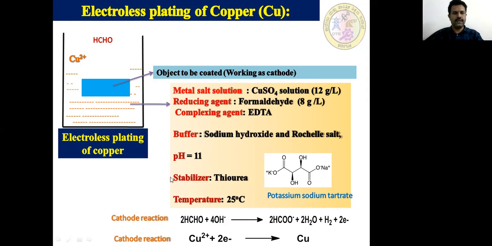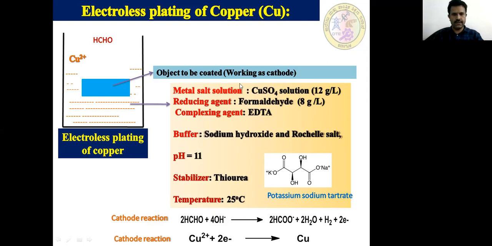And another additive is a stabilizer. It will help to prevent some decomposition of the plating bath components. The suitable stabilizer is thiourea, and the required temperature for this electroless plating of copper is 25 degrees Celsius. These are all the conditions to be stabilized to get the required electroless plating of copper.